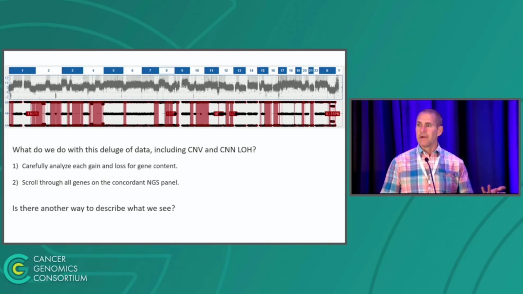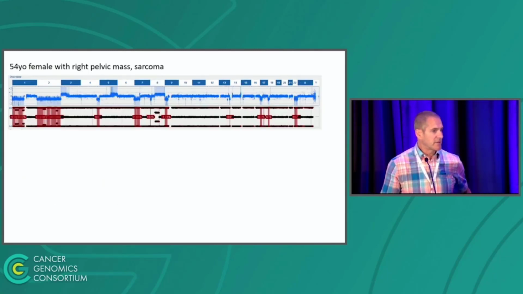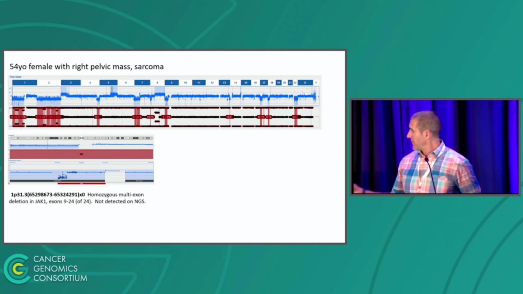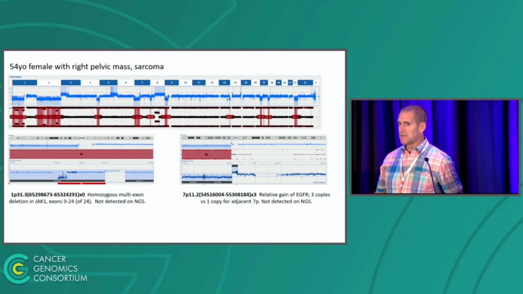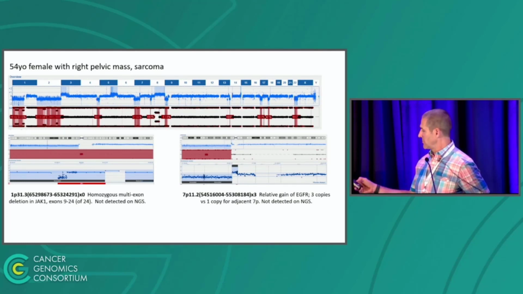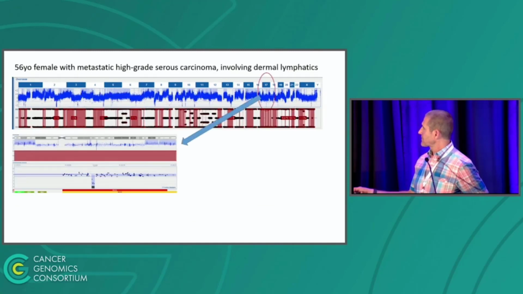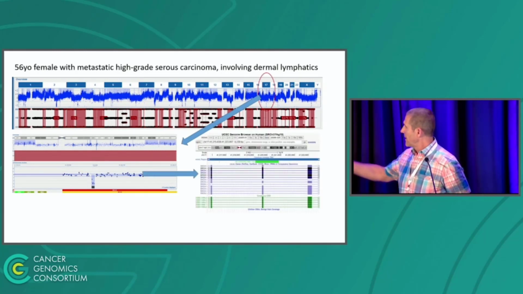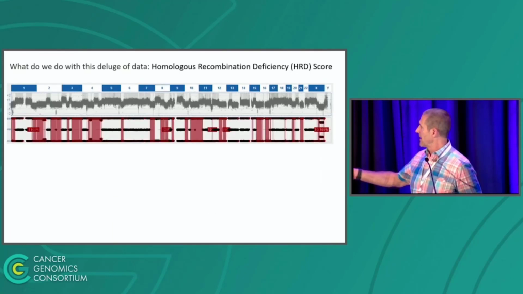But is there another way to describe this in lieu of these other two types of approaches? With the array, obviously, we can pick up very small deletions because of the focused nature of the array. So we still do that piece. And yes, we do march through and look at the individual genes. This is another example showing a BRCA deletion here, a predicted frame shift BRCA deletion in a BRCA-like tumor.